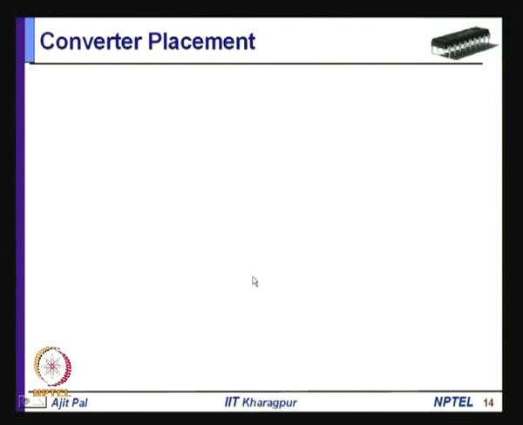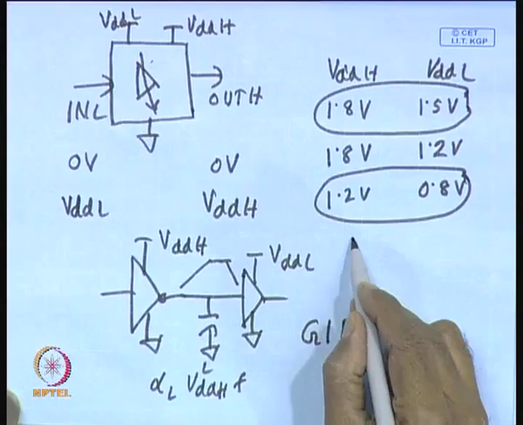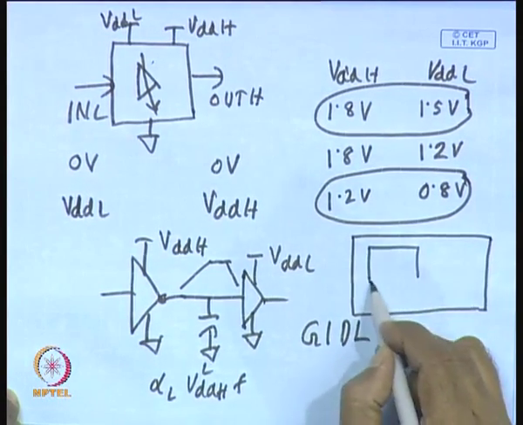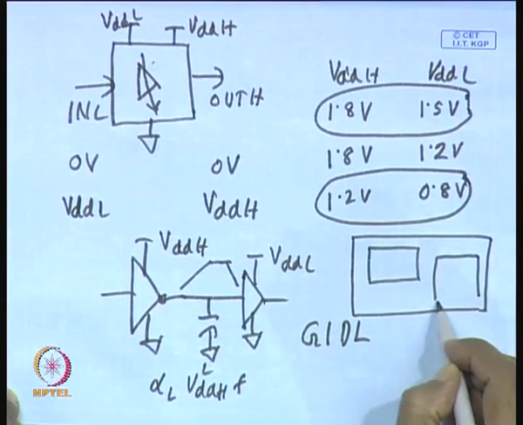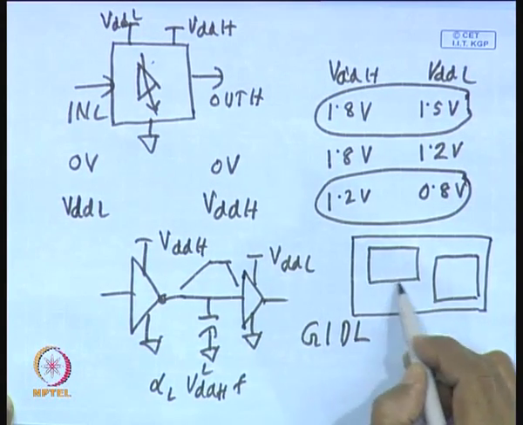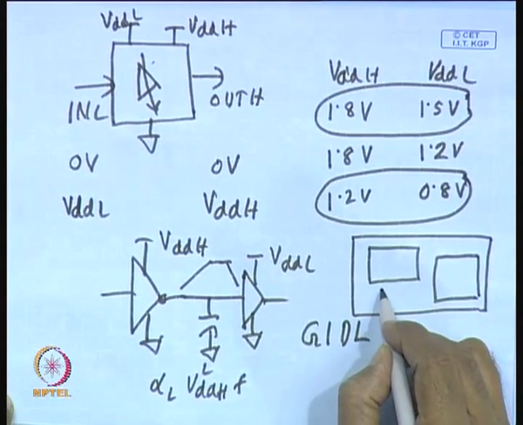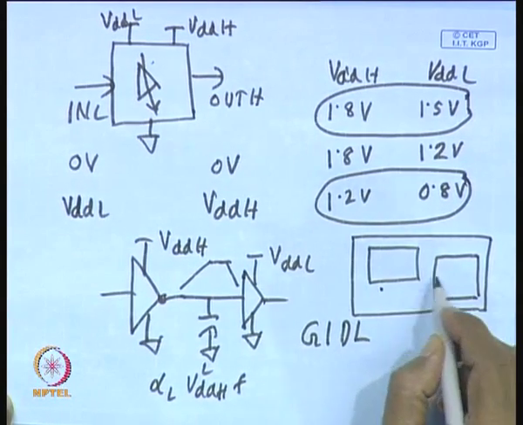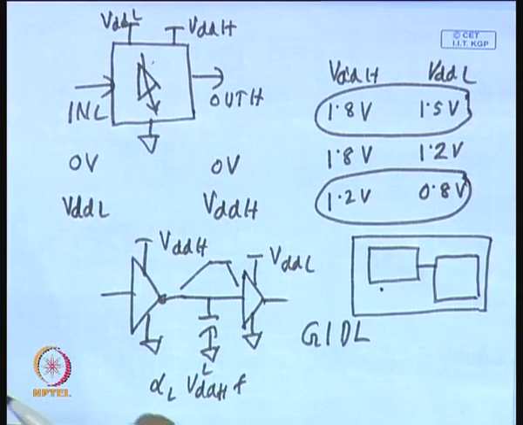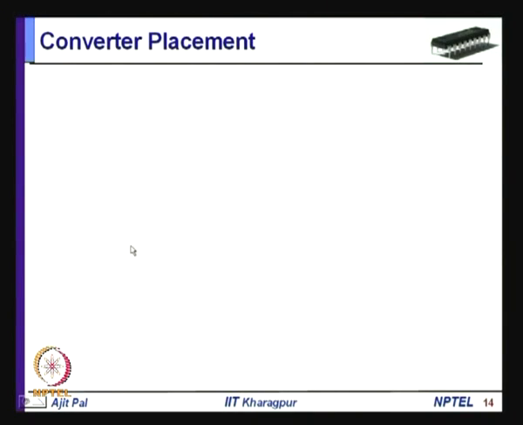Now, let us come to the question of converter placement. We have discussed the different types of converters that you will require. Now, you have to place them. Where do you place them? As I mentioned, in a circuit you will be having different voltage domains. This will be one voltage domain, this can be another voltage domain. Where do you put the level converter? It is not that it will be placed in the middle. You have to place it either in the low voltage domain or in the high voltage domain. The level converter has to be placed where the placement is beneficial.